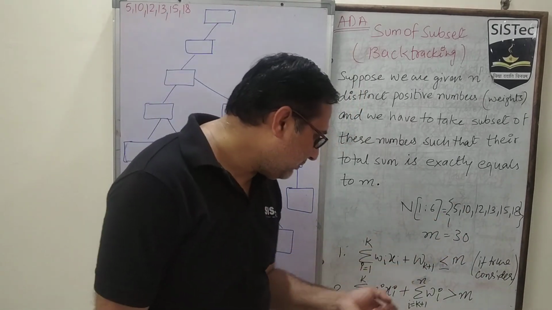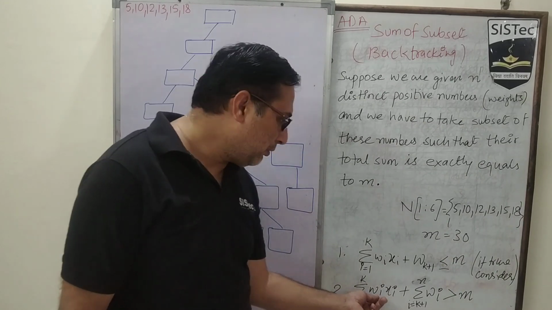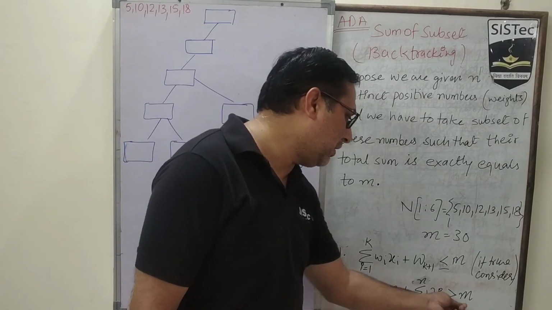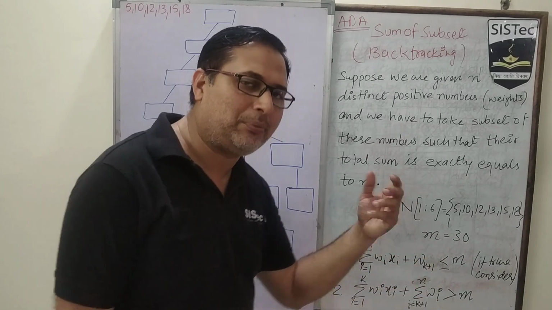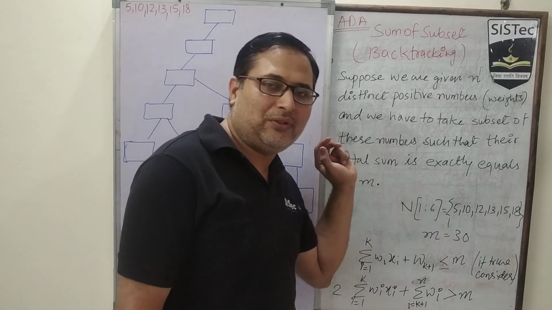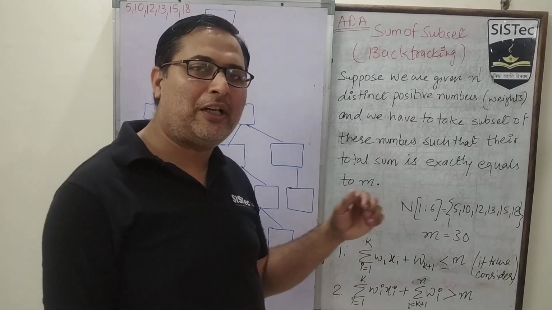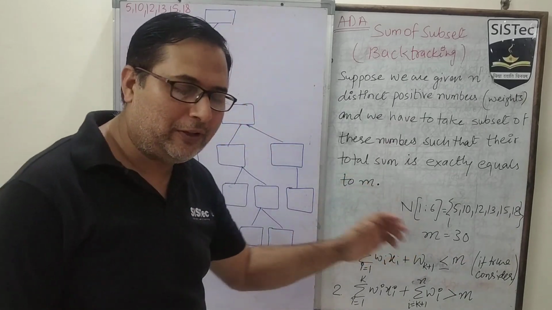And the second one is: the sum of the weights plus the remaining weights should be greater than or equal to m. Then only we will explore that particular path. We will see how these two constraints apply on our solution space tree for rejecting some of the solutions which never lead us to our final result.